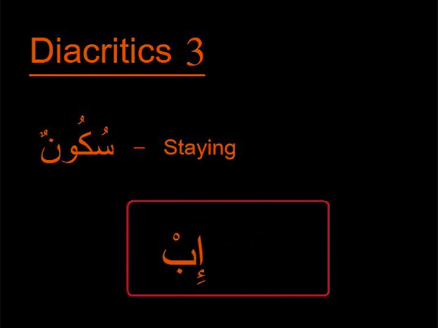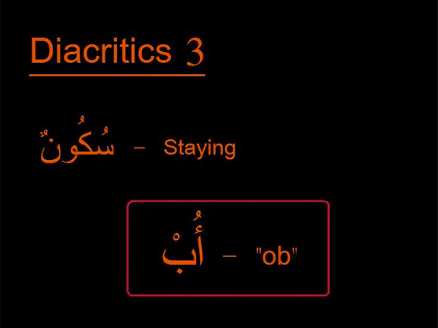Okay, our next example, take the kasra version now. Again, it's exactly the same because the sound is paused on the ba, so nothing's going to happen on the ba, it's just the sound before it. So this one is ib. Ib. Last but not least, let's take our final vowel, the dhamma, and this one should be ub.